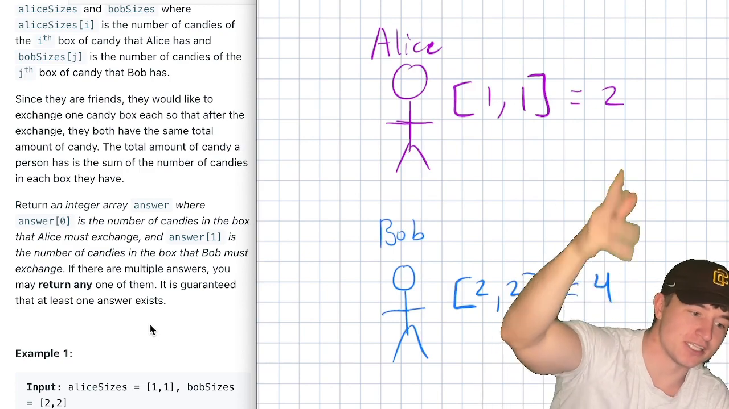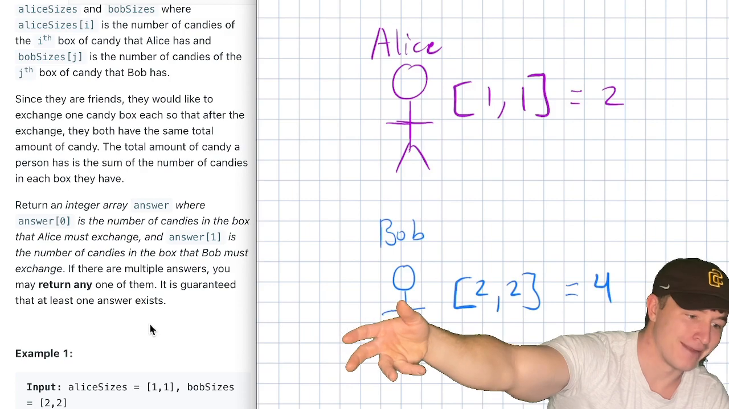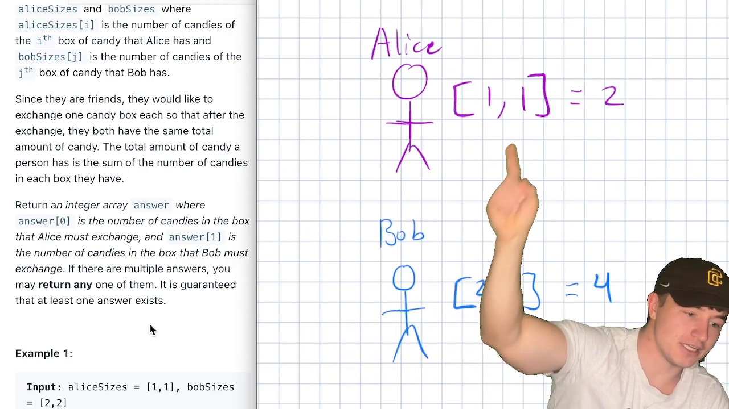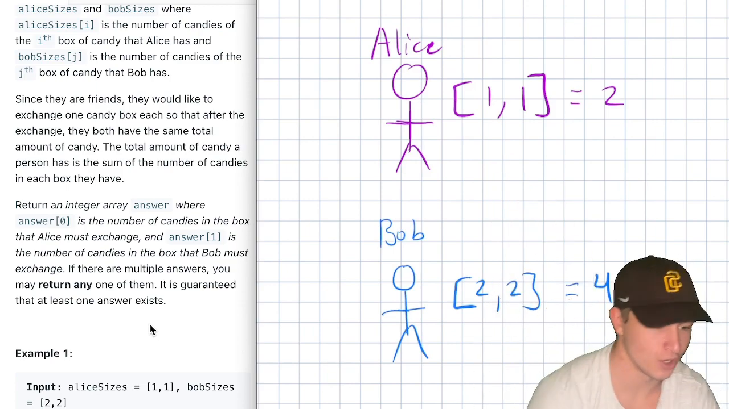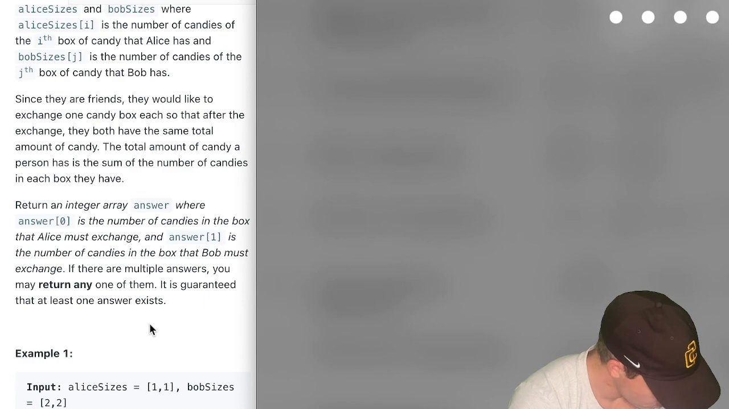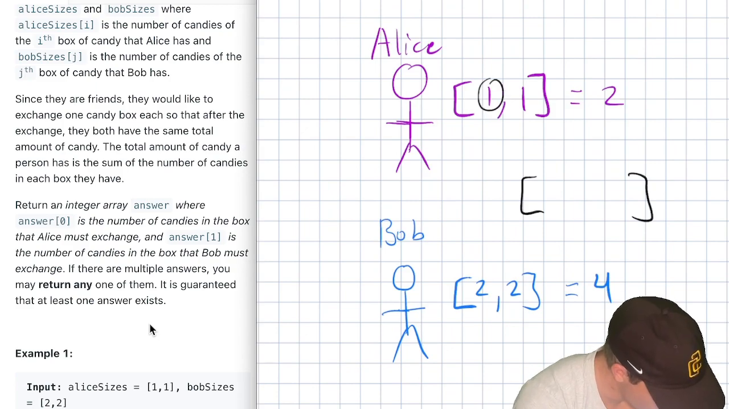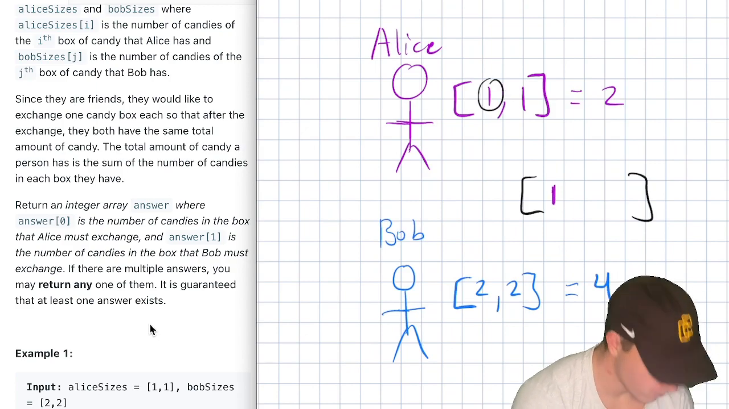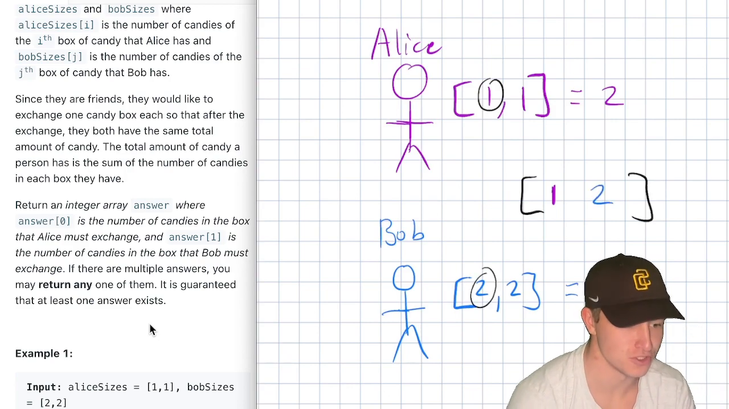So there's going to have to be some transfer here where she gains a candy and he loses a candy, right? Because he's got too much and she's got too little. So he's going to have to give her more than she gives him. And how's that going to work? Well, it turns out that the answer here, right, is if Alice gives her one box away, right, and Bob gives one of his two boxes away. Now, it's kind of arbitrary here because they only have twos and only have ones to give.